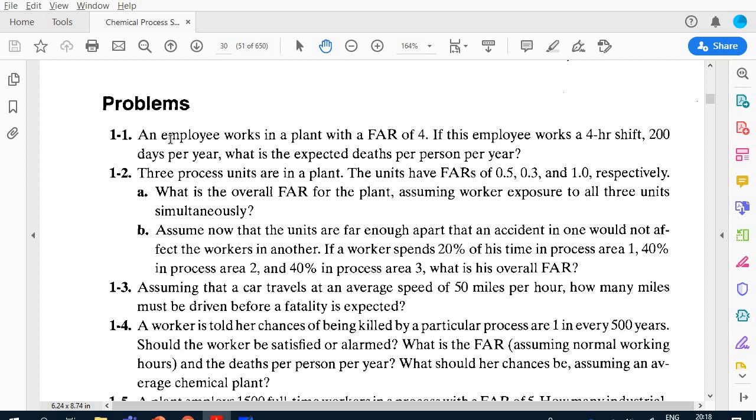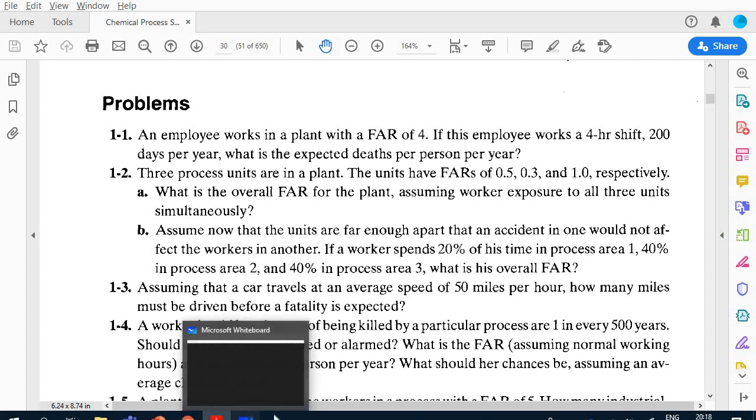Problem number 1 says, an employee works in a plant with a FAR of 4. If this employee works a 4-hour shift, 200 days per year, what is the expected deaths per person per year? So we want to calculate the expected death per person per year by knowing the information of the FAR and the amount of hours that they're working.